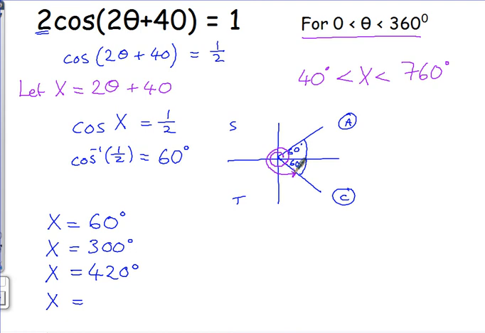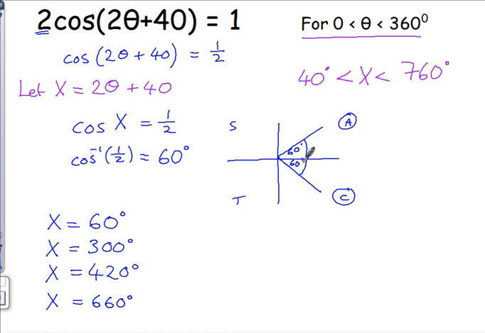And to finish off, we can get one more solution by going around once and around once again, almost to 720 degrees, but not quite. This will give us a final solution of 660 degrees. So we have 4 solutions. It's worth checking that there aren't any more solutions. If we went to 720 degrees plus another 60, that would take us out of the range of x values.